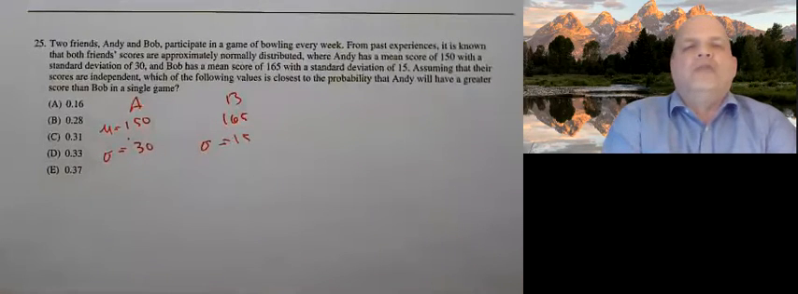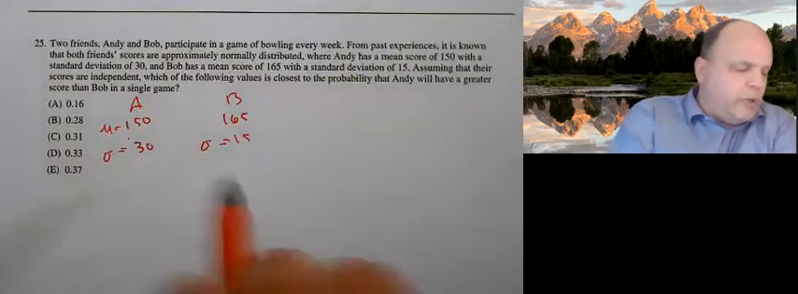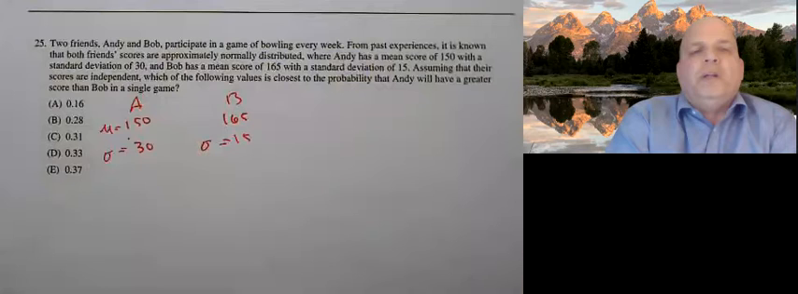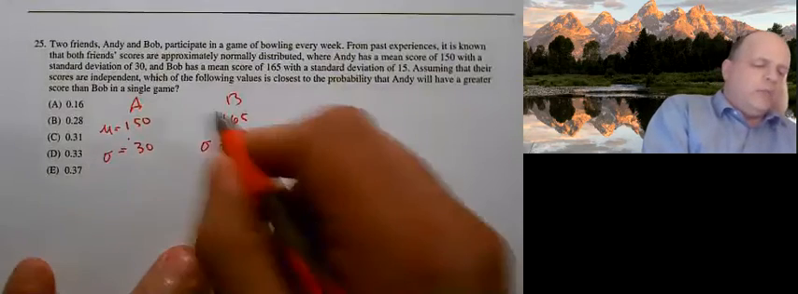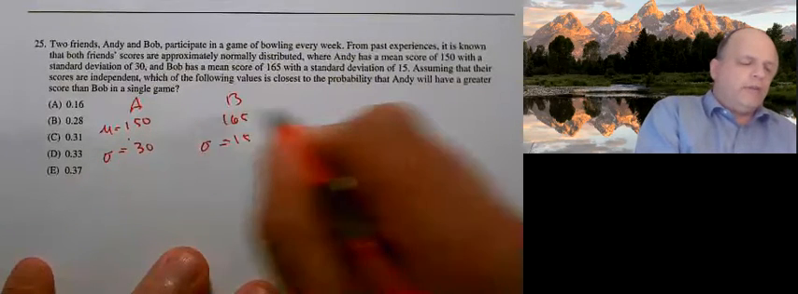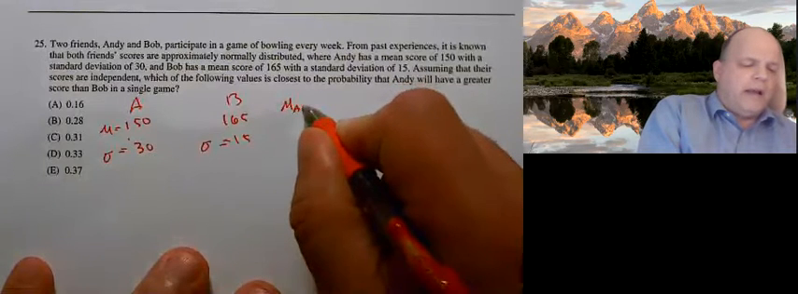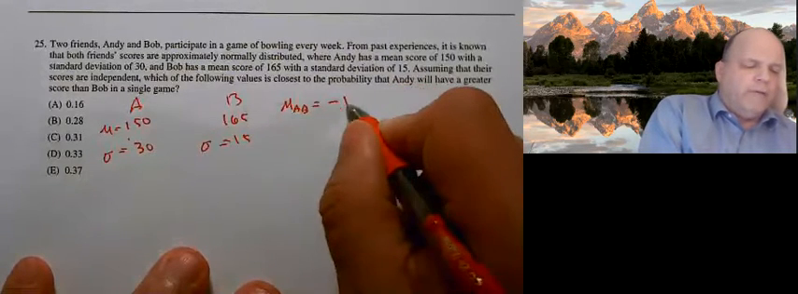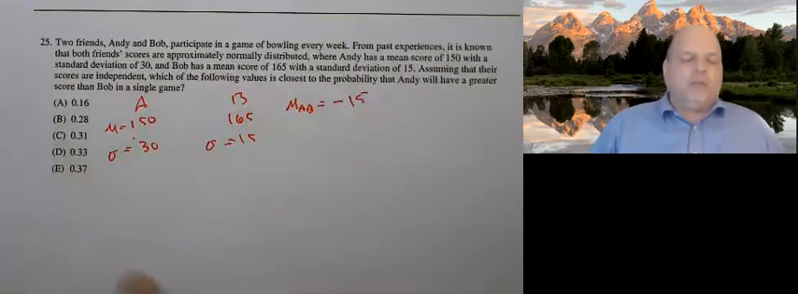Which of the following, assuming their scores are independent? And that's important, because to combine standard deviations, they must be independent. Which of the following values is close to the probability that Andy will have a greater score than Bob in a single game? Well, first off, we need to find out what we expect to happen on average, and we can subtract means directly. If I subtract them directly, I expect the mean of Andy minus Bob to equal negative 15. I expect Andy to lose by 15 points, and that's going to be really important.